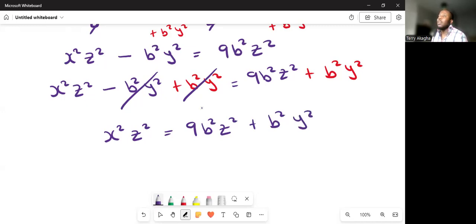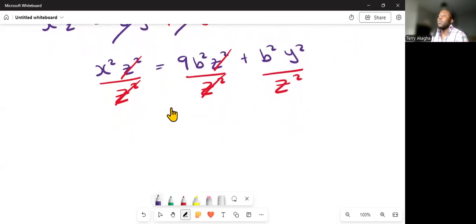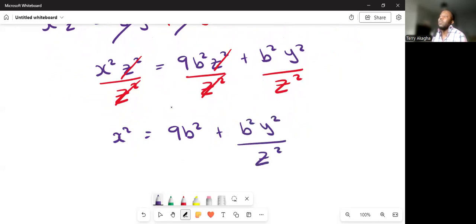Okay, so now the next thing, I need to get rid of this z squared. So to get rid of the z squared, I'm going to divide all the variables by z squared. So this will cancel that, this will cancel this. Then we're going to have x squared will be equal to 9b squared plus b squared y squared over z squared. Now to get rid of the square, I have to take the square root of both sides. So I take the square root of this, and then I have to take the square root of all this.